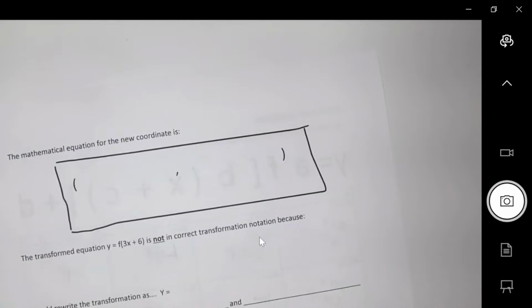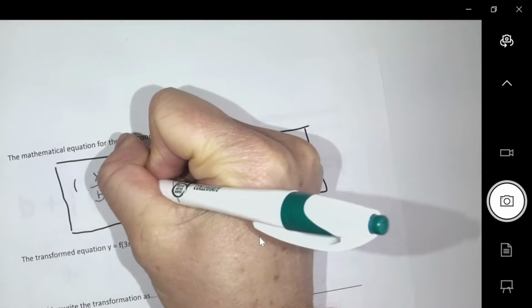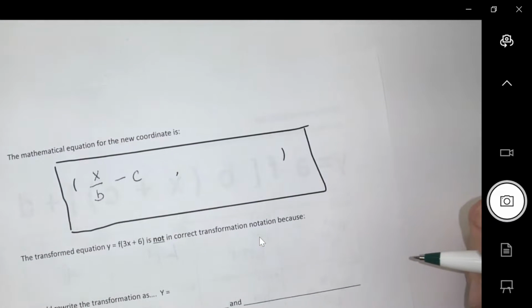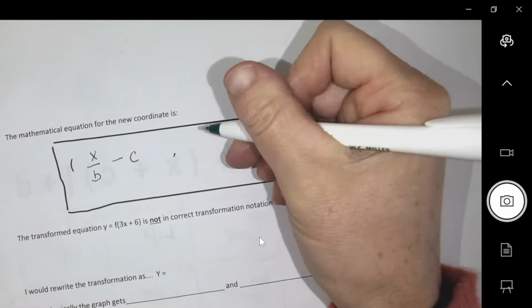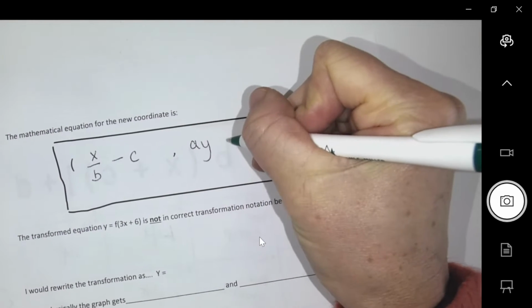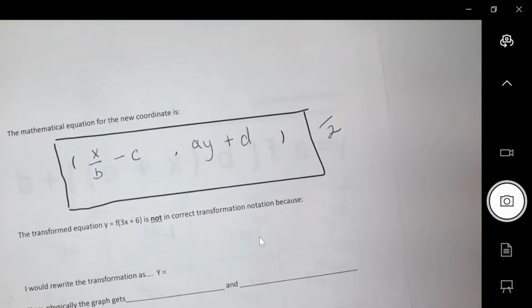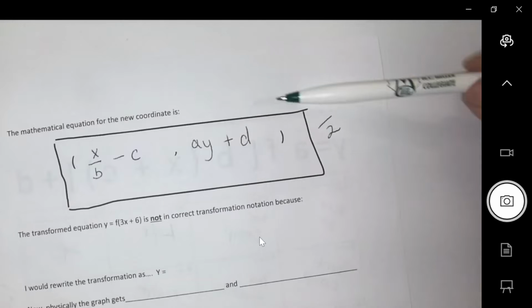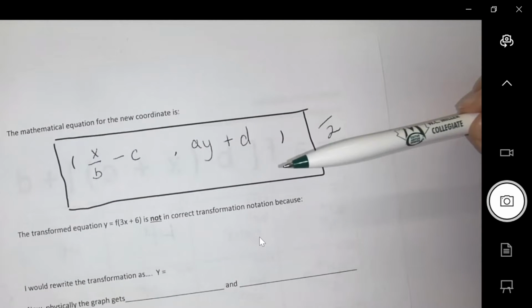Okay, the new coordinates. So X gets changed by the B and the C. 1 point for that part. And the Y gets changed by the A and the D. So give yourself 2 points. If you do not have this memorized, you can't do like 50% of the things on the test. So that has to be memorized.